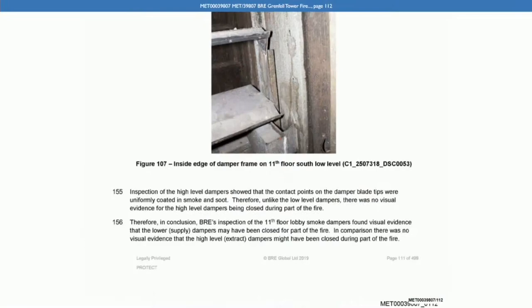Then if you go to the north dampers, it's at 155 below. They say inspection of the high-level dampers showed that the contact points on the damper blade tips were uniformly coated in smoke and soot. Therefore, unlike the low-level dampers, there was no visual evidence for the high-level dampers being closed during part of the fire. So the BRE have distinguished in the soot markings that they can see as between the south dampers and the north dampers, yes? Yes. And that might suggest, based on that evidence alone, that the north dampers were open because there was uniform coating in soot and smoke, whereas the south dampers have got this distinct line on the edges of them and might suggest they were closed, yes? It would suggest that, the south dampers were found closed. So what you just said there is, and the north dampers were found open.